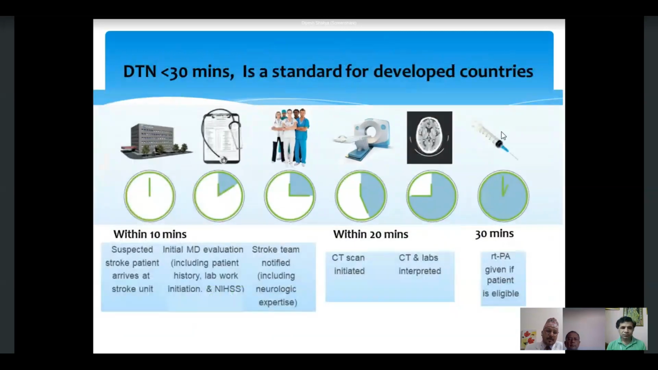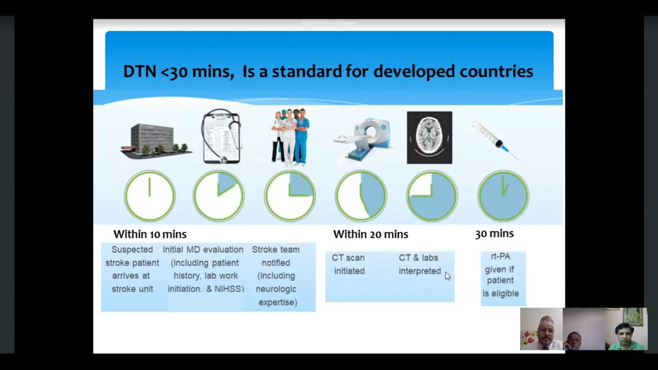But in developing countries, they are still practicing a door-to-needle time of less than 30 minutes. It is a standard for developed countries. They do the door-to-needle time within 10 minutes. The case is evaluated by the stroke team, and all the investigations are sent. Within 20 minutes, the CT scan should be initiated and interpreted, and within 30 minutes, the thrombolytics should be started.